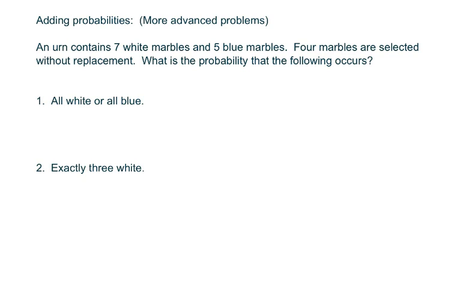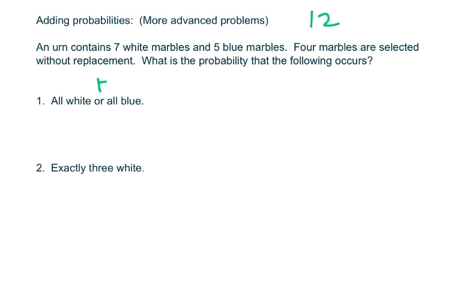This is a continuation of adding probabilities, but there are more advanced problems. And I'm going to show you a different way of doing these. So basically, especially on the first one, we have an urn again that contains 7 white marbles and 5 blue. So that's a total of 12. Need to know my total. And we're selecting 4 without replacement. What's the probability that the following occurs? All white or, so that means plus here, blue.